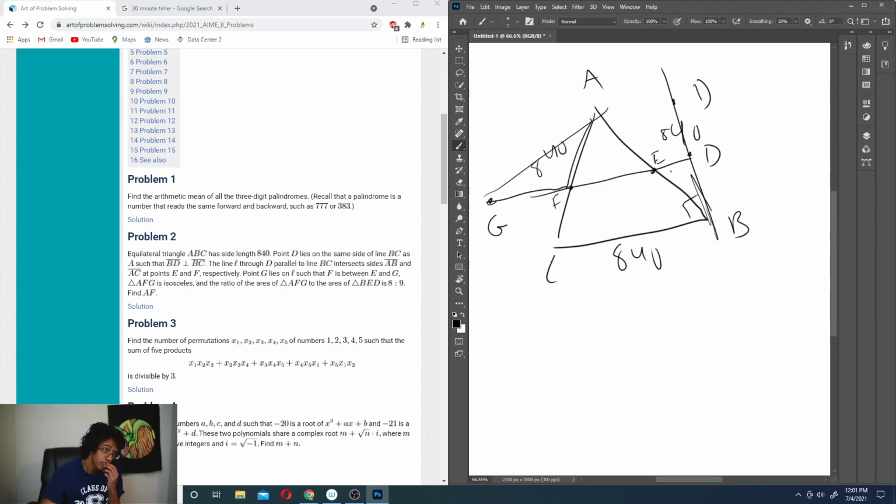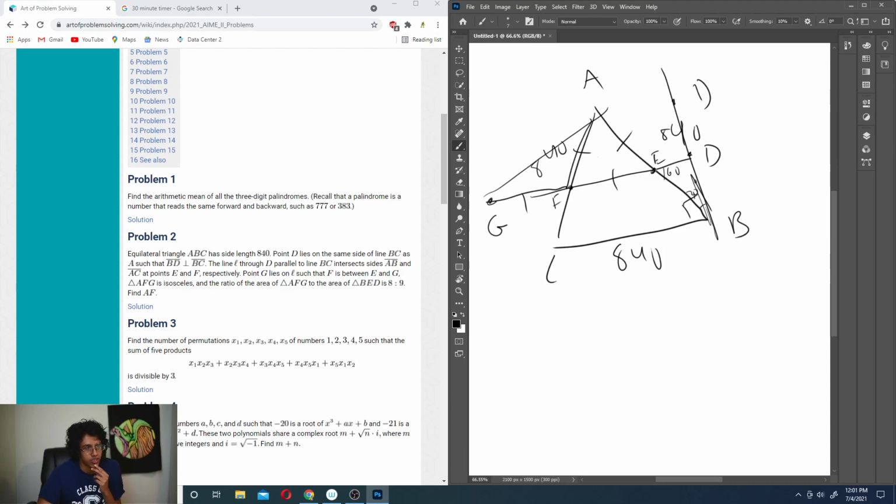Let's see. So this is parallel, right? So this is going to be equal to that, and that's equal to that. And I guess this is equal to that, because it is the equilateral triangle. This is going to be a 30, 60, 90 triangle. What else do we know? Wait, so why can't D really be anywhere? Oh, I guess that just depends. Okay, so D could be anywhere, but we know that the area ratio is something, so we need to be careful there.